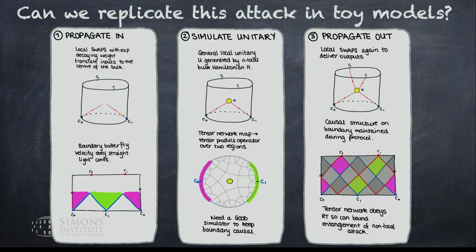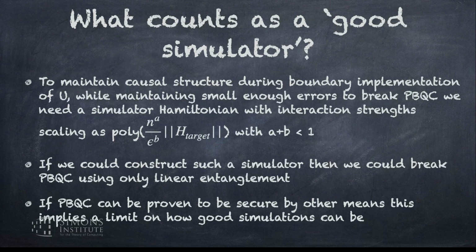And as long as we have a good simulator to keep the boundary causal during the second step, we can show that the boundary regions don't overlap. So in the boundary, there's no place to do this locally, therefore we must have done this non-locally. And we can also bound the amount of entanglement that was used in this protocol and show that it's linear in the size of the unitary. Okay, so this sounds great. Maybe we've broken position-based cryptography. There's just this little problem of, do we have good enough simulators? And the answer is no.